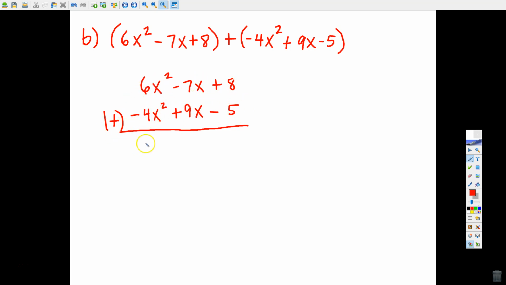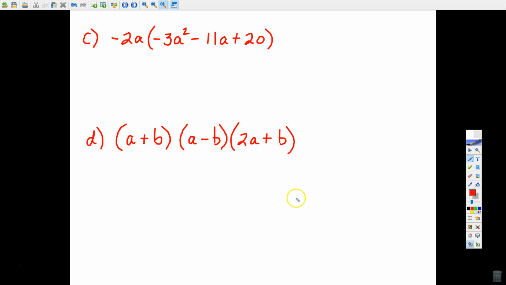6 plus -4 is 2x squared. -7 plus 9 is 2x. And then 8 plus -5 is +3. And that is my final answer for letter B.